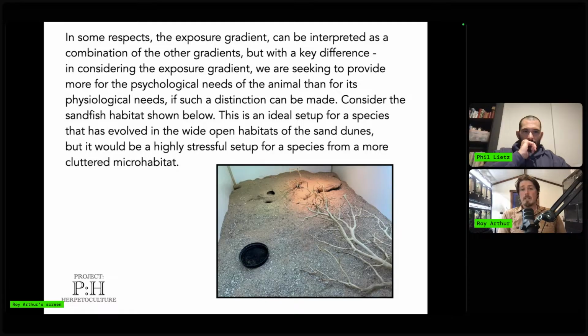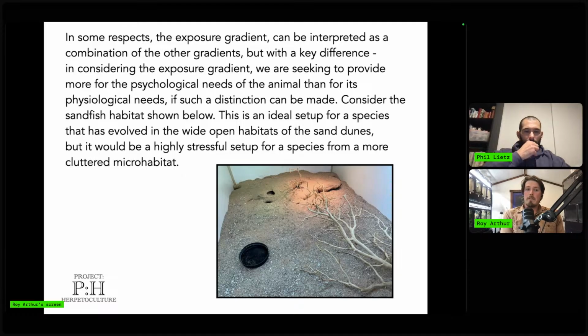So, in some respects, the exposure gradient can be interpreted as a combination of all of these other gradients that we're talking about, but with a key difference. In considering the exposure gradient, we're seeking to provide more for the psychological needs of the animal than for its physiological needs, if such a distinction can even be made.